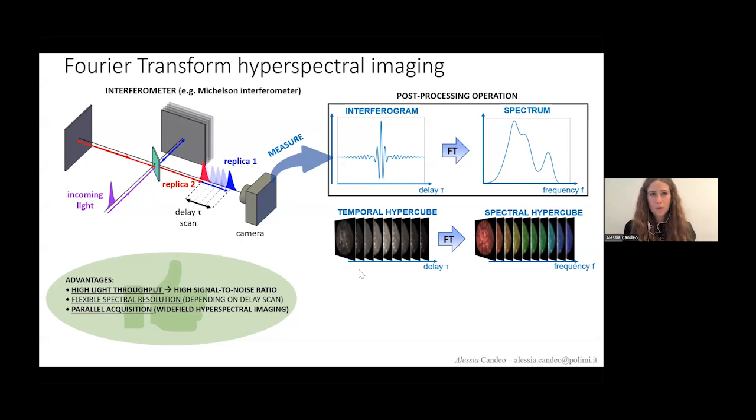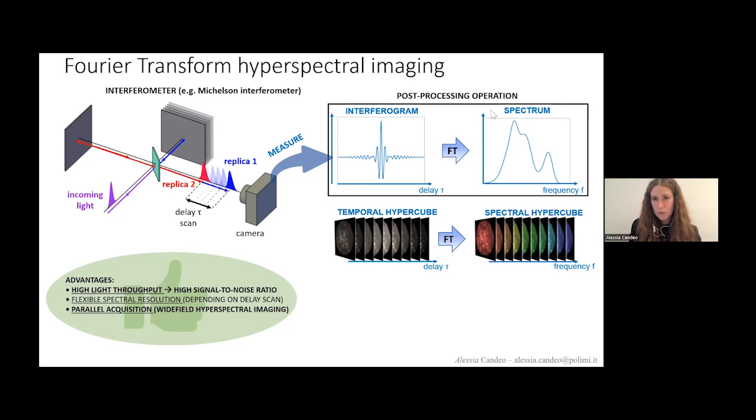The most common way to perform Fourier Transform imaging or to obtain an interferometer is to use a Michelson interferometer, where the incoming light is split into two replicas through a beam splitter, and then the two replicas are sent to two different mirrors, and by moving one of the two mirrors, we basically can tune the delay between the two replicas. And then the interferogram can be acquired either with a photodiode or with a camera.